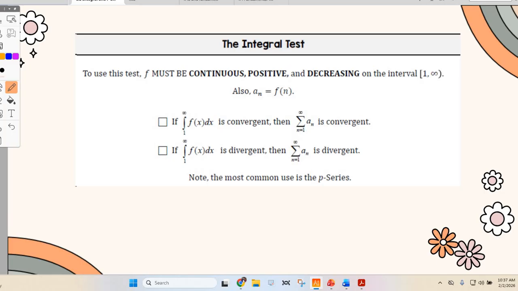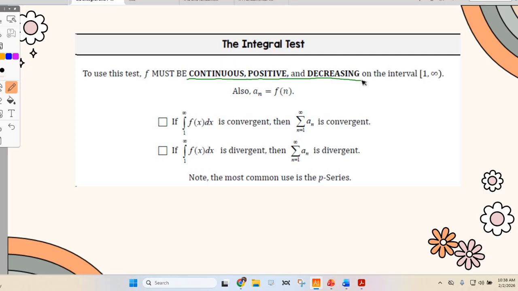And then two, it has some specific requirements of our inside function. The function must be continuous, it must be positive, and it must be decreasing on the interval 1 to infinity. So if it's discontinuous at 0, that's okay, because we don't care.